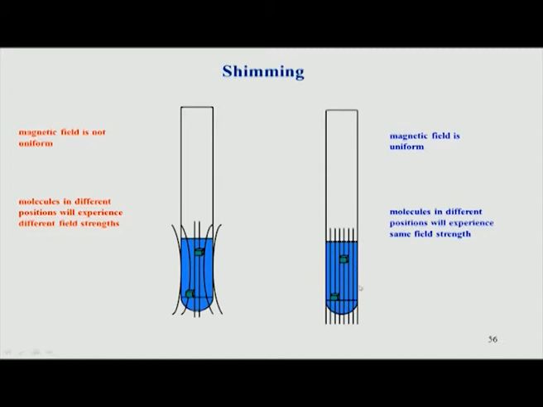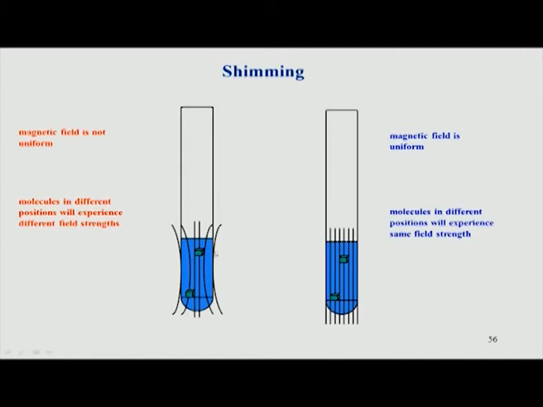Remember, this blue portion which is shown here is only about 2 centimeters long, which is 20 millimeters. In that particular portion of the sample, we want to keep the magnetic field as homogeneous, or as the same, throughout the sample, and that process of going from this inhomogeneity to the homogeneous state is known as shimming. Shimming is the word used for it.